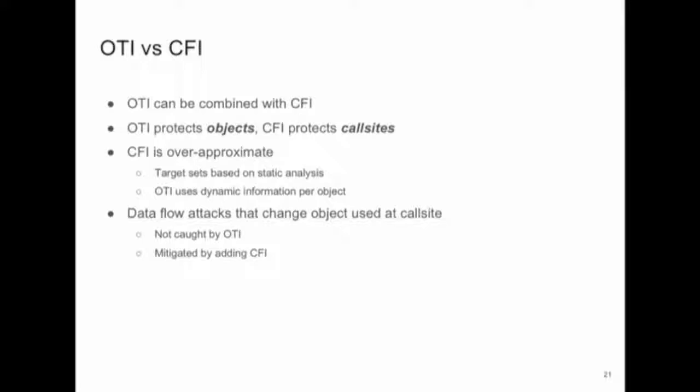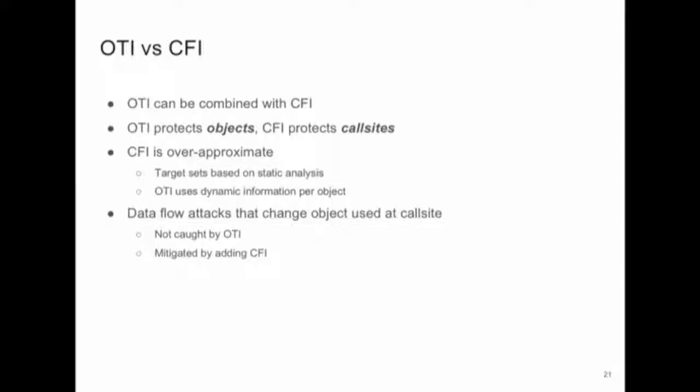Okay, so in a nutshell, OTI versus CFI. Object type integrity can be combined with control flow integrity. It's fairly apparent why this is so. Control flow integrity is focusing on call sites. We're focusing on objects. So there's no reason that these policies should conflict. As I've mentioned, control flow integrity is over approximate, but what it does get you is an absolute set of allowed targets for a call site. With ours, we're guaranteeing the correctness of virtual dispatch for a given object. However, if an attacker is able to modify the data flow through the program such that the wrong object reaches a virtual dispatch site, we can't detect that.